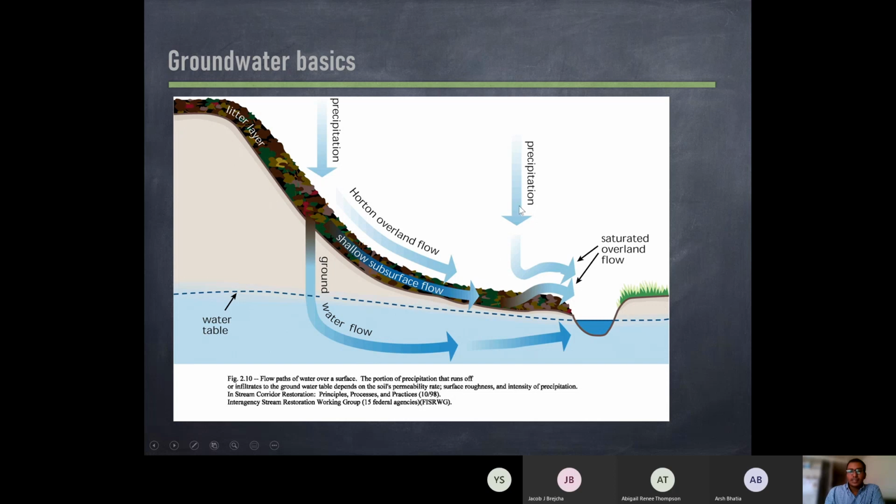Then there is saturated overland flow. What does that mean? If it precipitates, it's going to saturate the land first, then there would be overland flow. And the water table is the top of the saturated part of the groundwater system, the dashed line that you can see here.